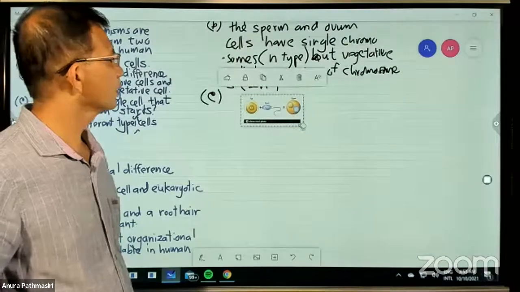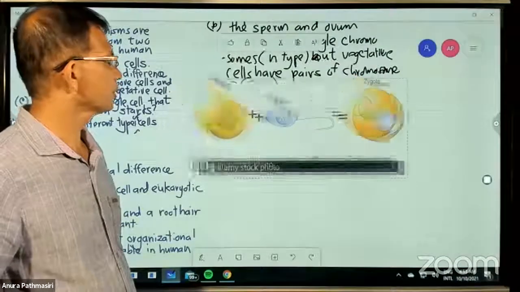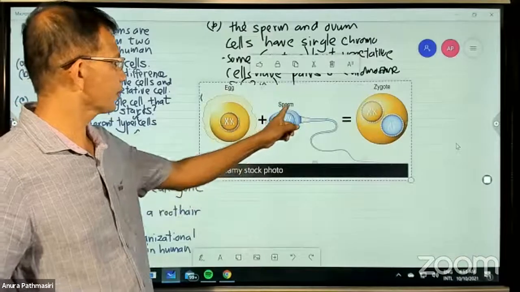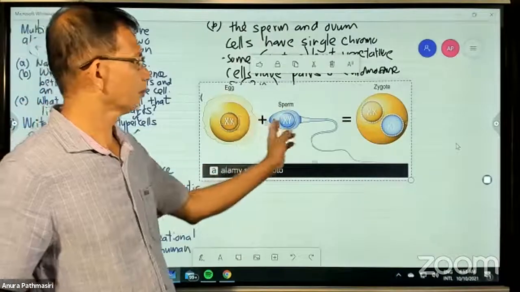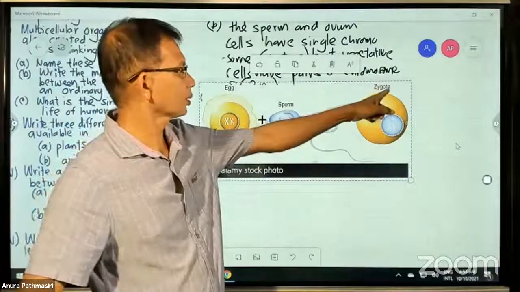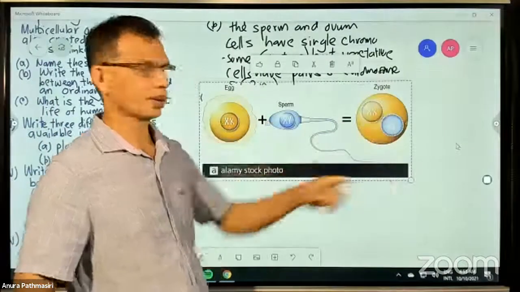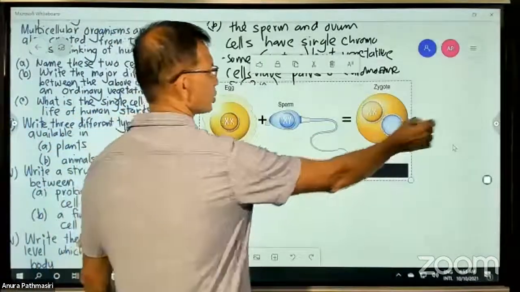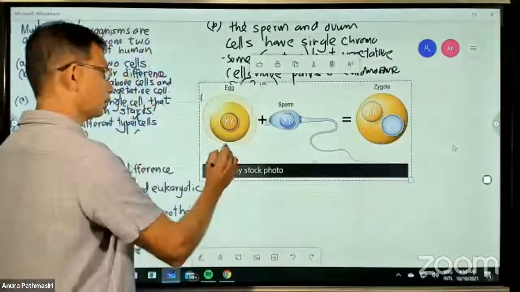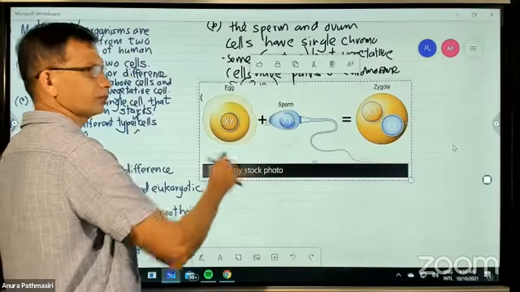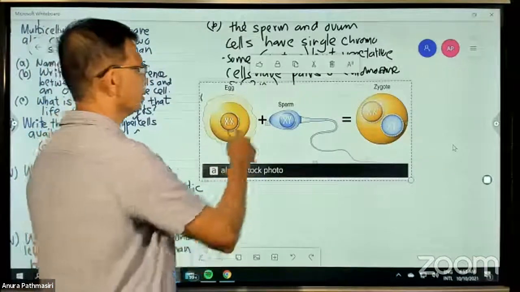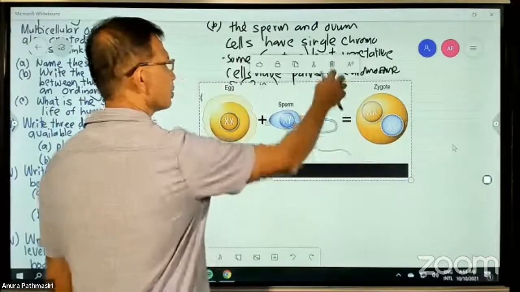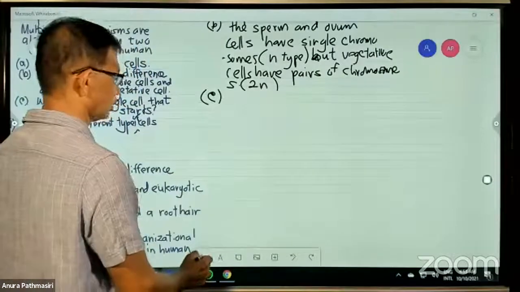As you can see, the sperm cell and the ovum cell, the egg cell, combined, you have the zygote. This is n, and this is 2n. n is the single set of chromosomes, 23, and this is the 23 pair. So the answer is 5.